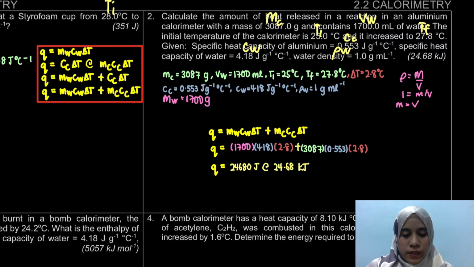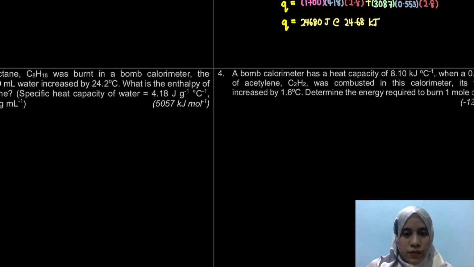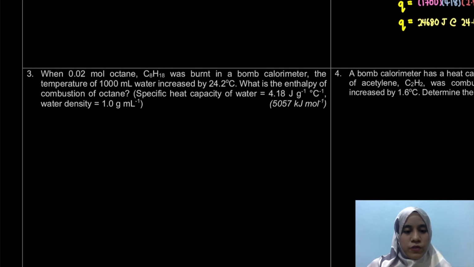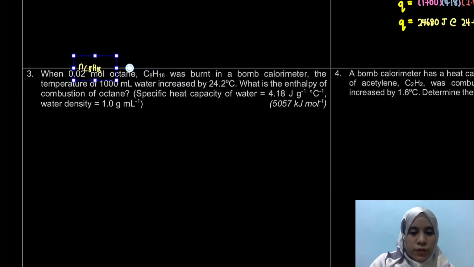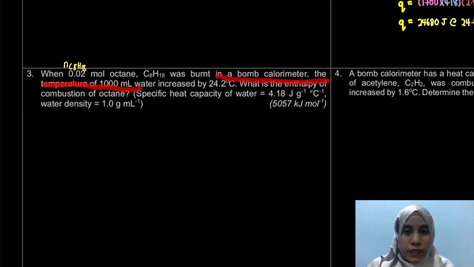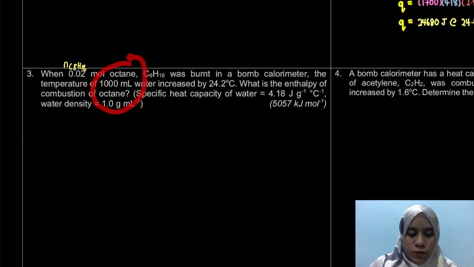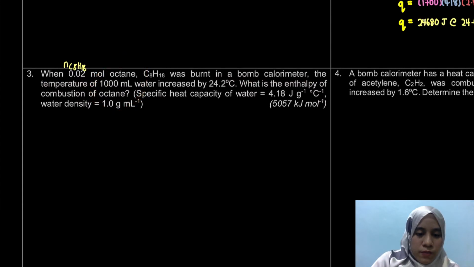Next is question number 3. Here it mentions 0.02 mole of octane. Just write it down: the number of moles of C8H18 is 0.02 mole. It was burned in a calorimeter, and the temperature of 1000 ml of water increased by 24 degrees Celsius. When you write down 1000 ml of water, we assume straight away that this is the mass of water, in grams.